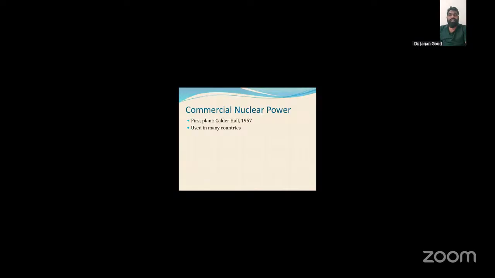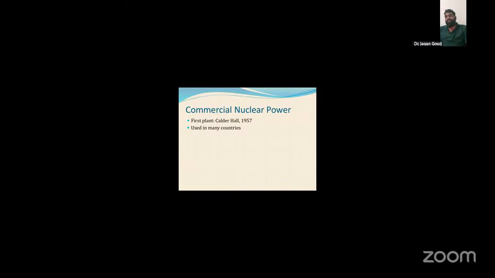Countries using nuclear power today. Nuclear power is used in many countries across the world. Major nuclear power producers are the United States, France, China, Russia, South Korea, Canada, the United Kingdom, India, and Japan. Japan is in partial operation after the Fukushima incident. Nuclear power produces about 10% of global electricity.